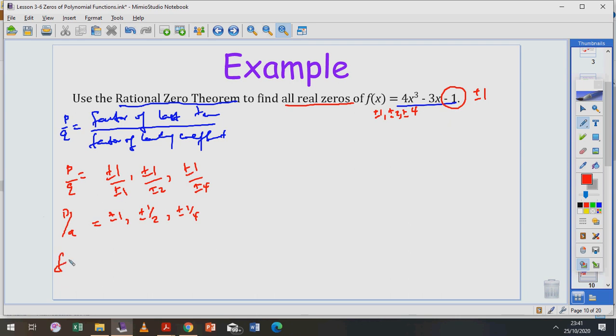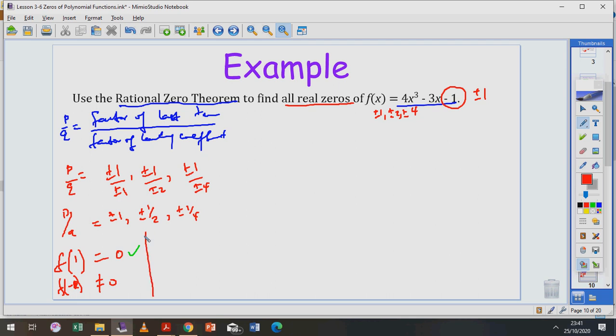So I'll start with f of, instead of plus or minus, I'll take positive 1 to start with. If I put positive 1 in this equation, you guys can use your calculators to work this out. 4 times 1 is 4 minus 3 minus 1, I'll get 0. That means that that is a real zero. Alright, that's a good start. Let's keep going. I started with positive 1, so I'll put in negative 1. If I put that in here, this will be negative 4 plus 3 minus 1, which is not equal to 0.